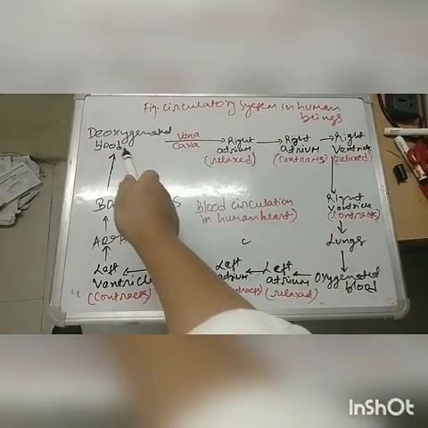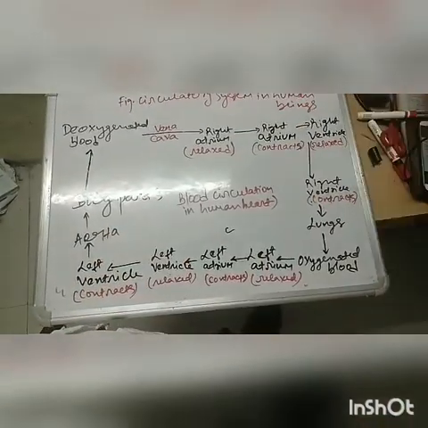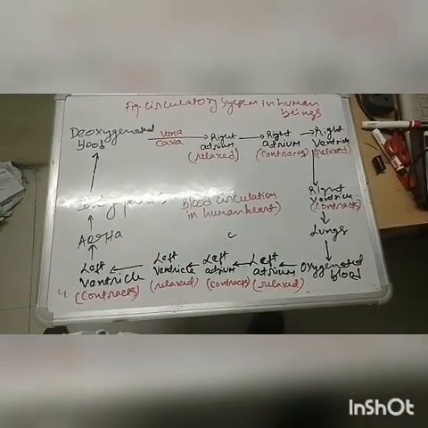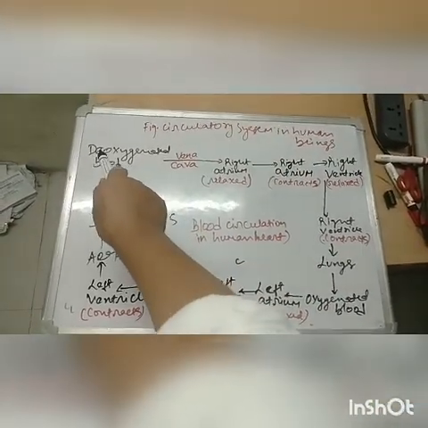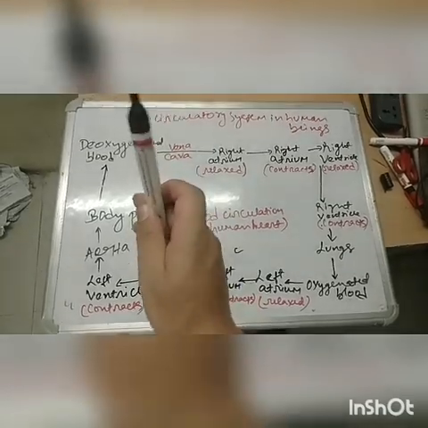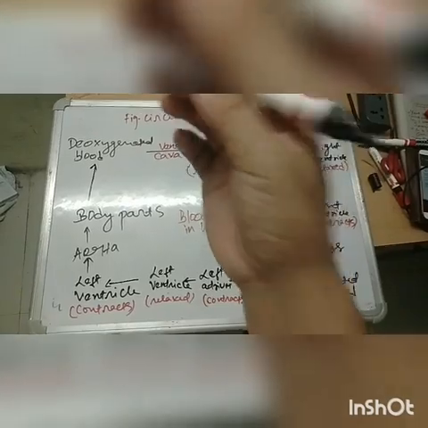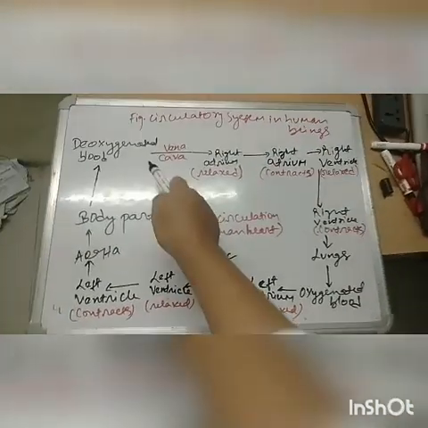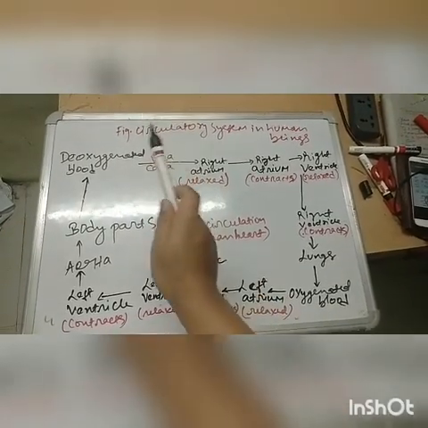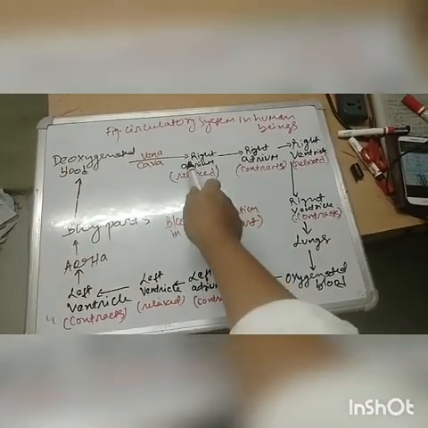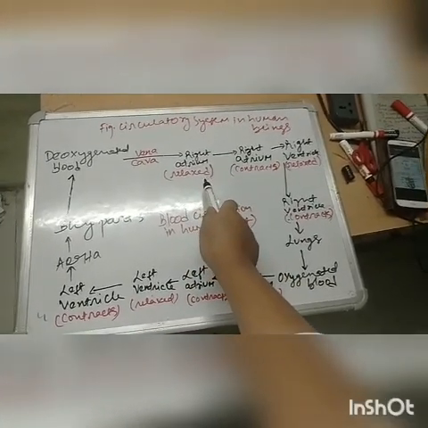So I have told you that deoxygenated blood comes from body parts, from everywhere, from hands, legs, major organs, from all the tissues. Deoxygenated blood means blood which doesn't contain oxygen. All right. So the deoxygenated blood goes to the superior and inferior vena cava, which I have already told you about before, and then it goes to the right atrium.